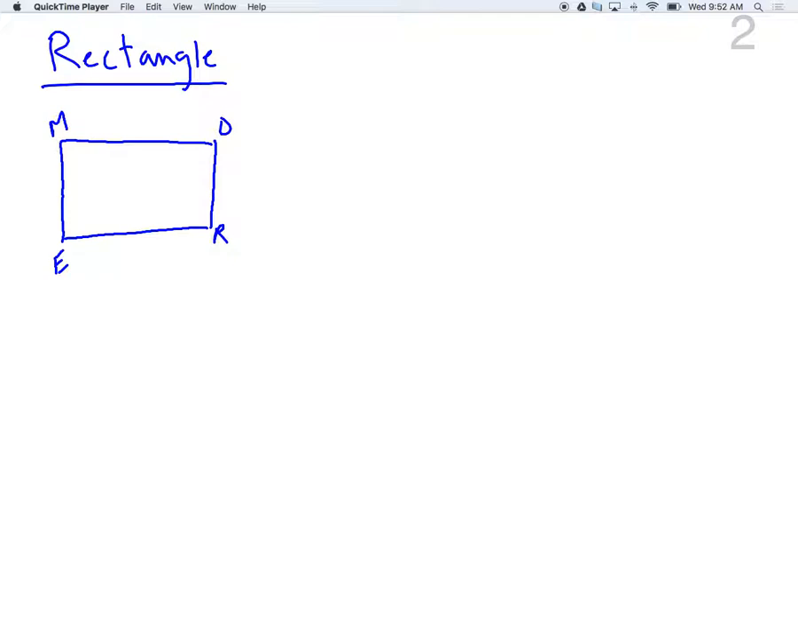Okay, so why did you draw it that way? Because that's what a rectangle looks like. So why didn't you draw it looking like a parallelogram? What makes a rectangle different than a parallelogram? Or what does a rectangle have that a parallelogram doesn't have?